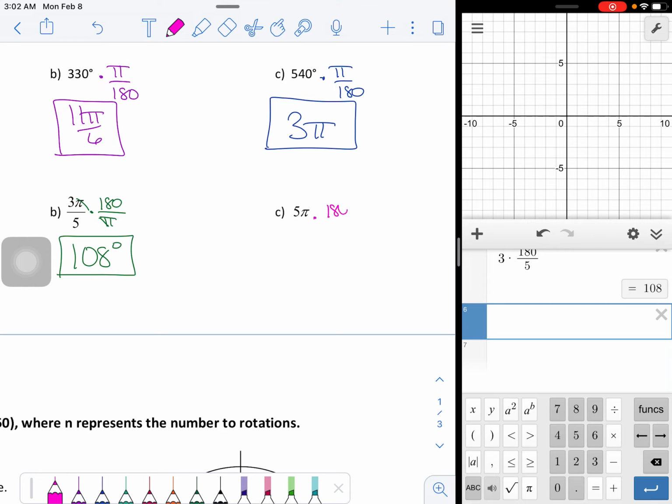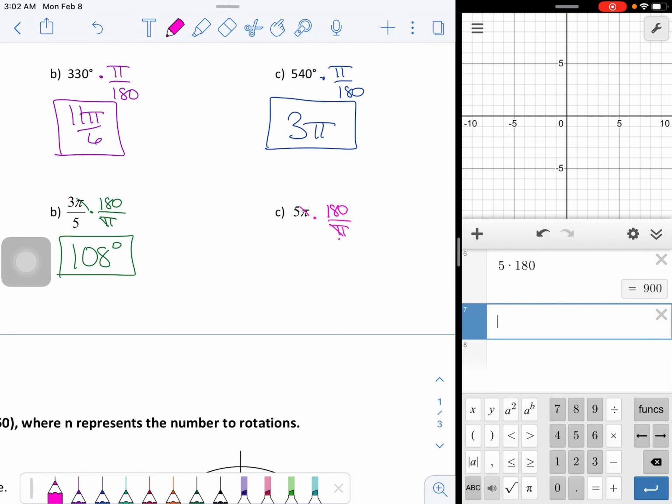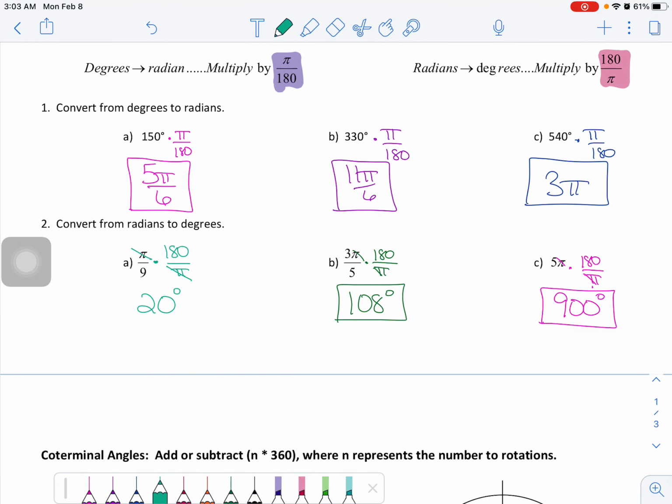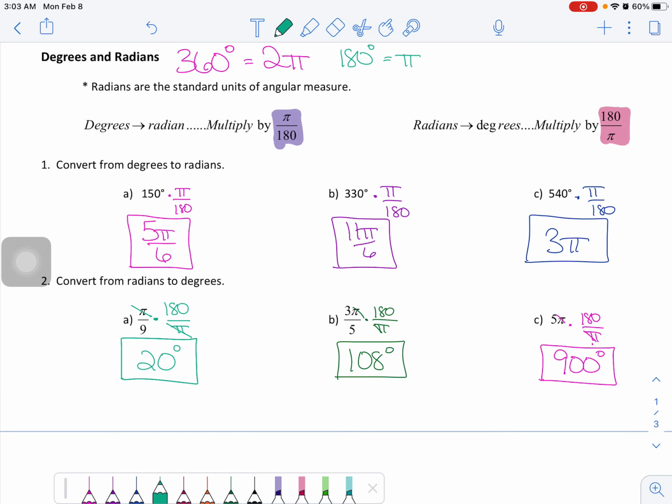And 5 pi, so I'm going to do the same thing, times 180 over pi. So pi and pi cancel, and I'm going to do 5 times 180 equals 900 degrees. Now, you can't draw a 900-degree angle in a triangle. Doesn't work so well. But when we're talking about angles as a rotation, totally makes sense. You just keep spinning around.